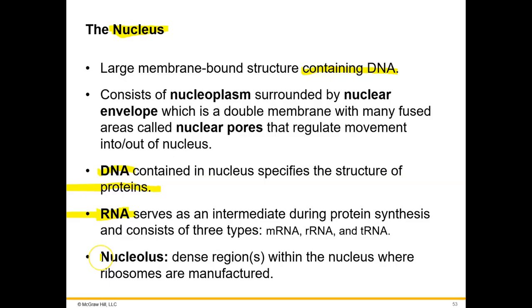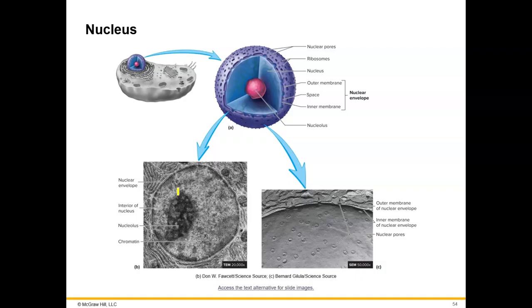And then there's a structure inside the nucleus called the nucleolus, and the nucleolus manufactures ribosomes. Ribosomes make or synthesize proteins. And then the nucleus itself contains DNA, and DNA codes for RNA, and RNA is going to code for the protein. It's going to be translated into the protein.